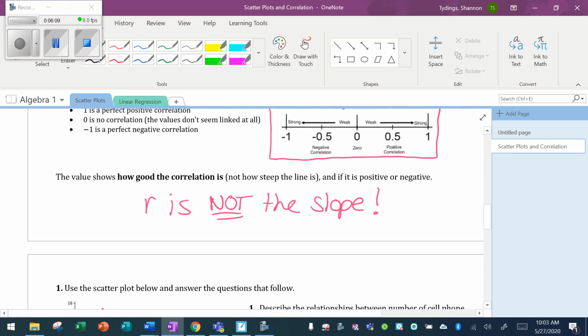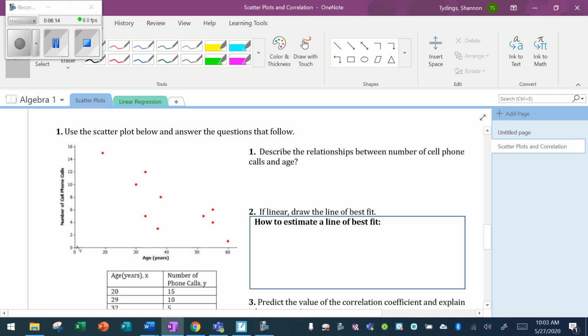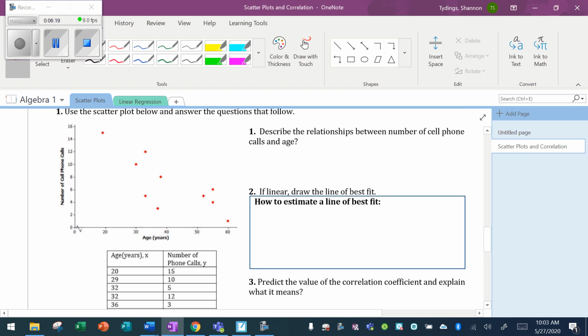Okay, so as we continue, now we're going to start looking into some examples. So we're going to use the scatter plot below and answer the questions that follow. So let's take a look first at this scatter plot. Notice that the X values are age in years, and the Y value is the number of cell phone calls. Okay, so what we want to do is figure out first, how did we get this scatter plot? So if we take a look at this table down below, I kind of want to look at this first point right here.